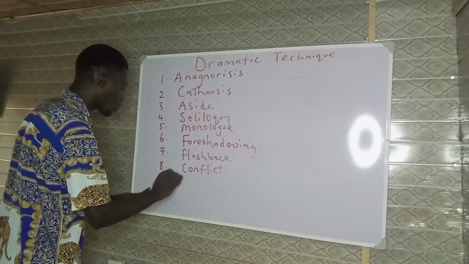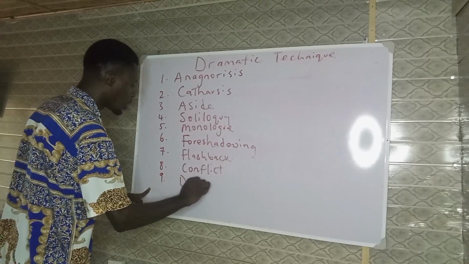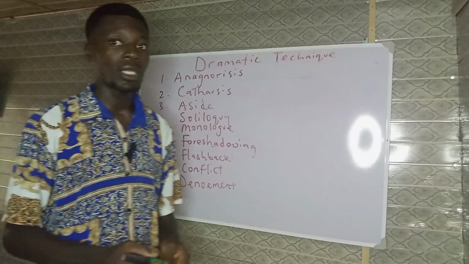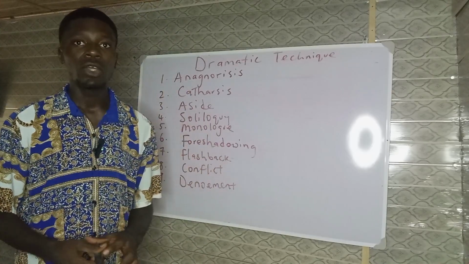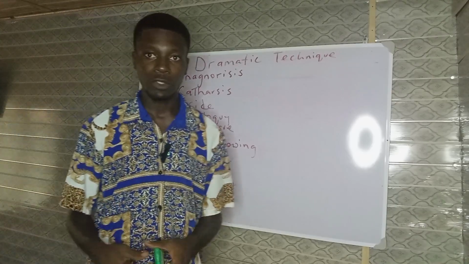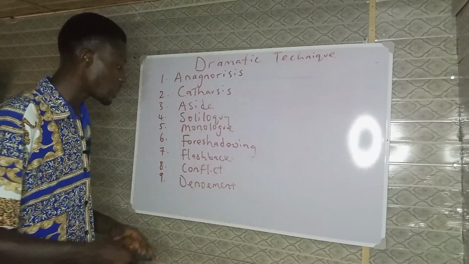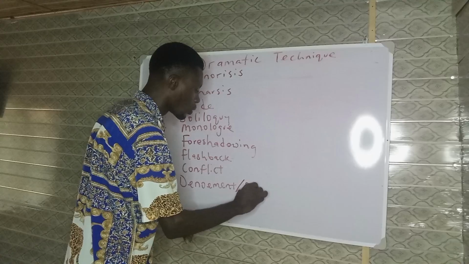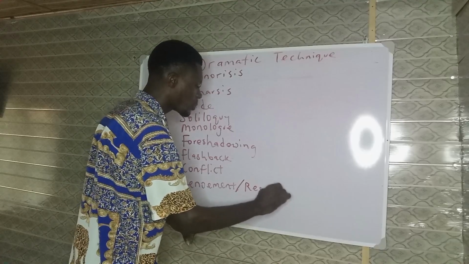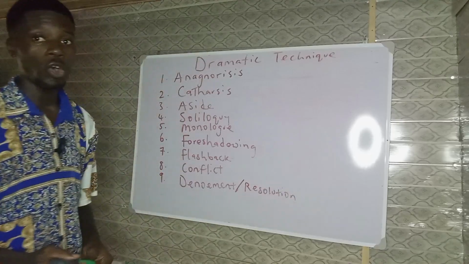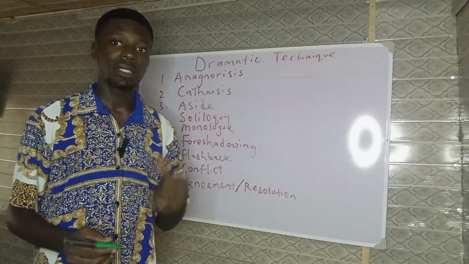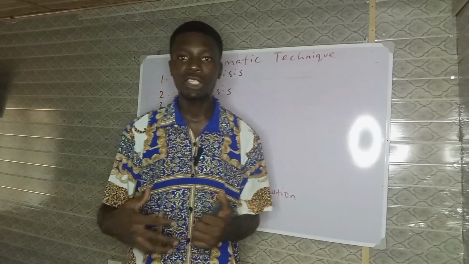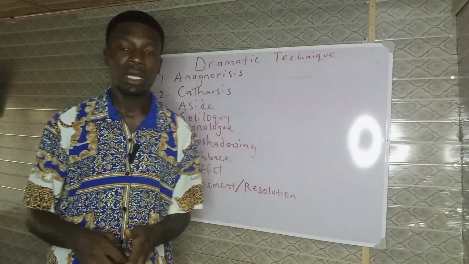Another one is what we call the denouement. Denouement is the falling action, right? Denouement is a point in drama where conflicts have been resolved. That point, we refer to it as denouement. So we call it the denouement or the resolution. What happens at this point is that the conflict, which we had explained, is resolved, and there is a change in states.